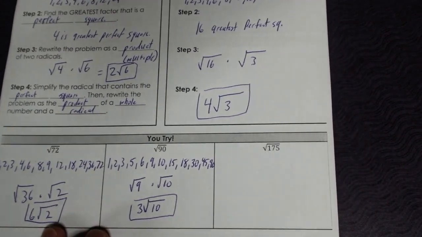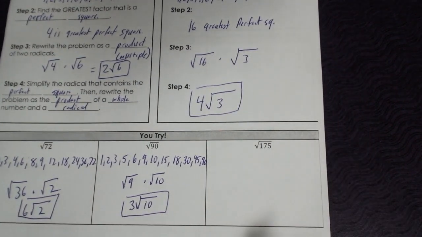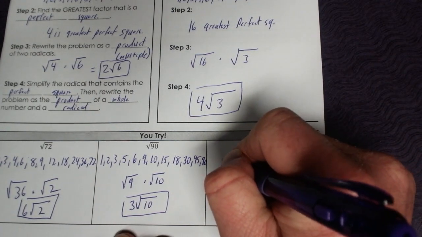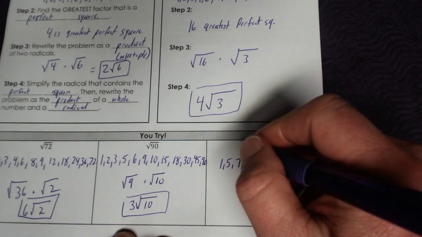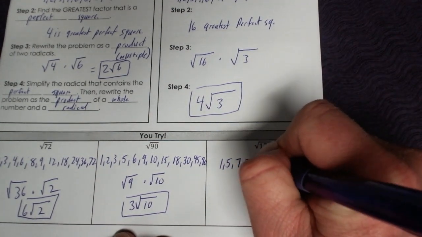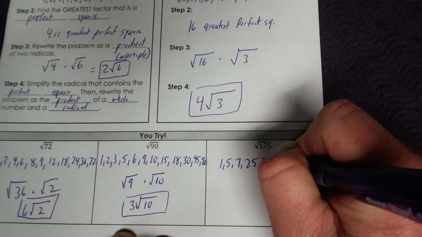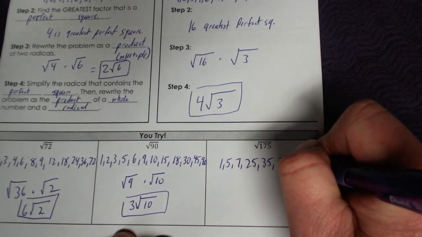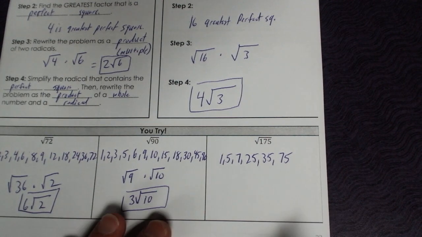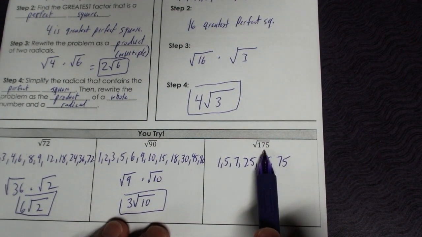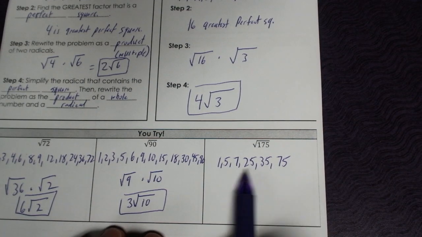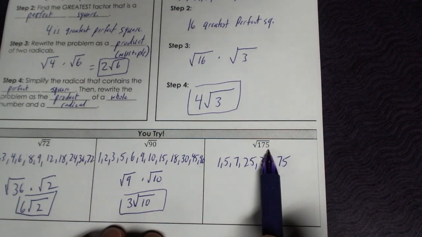One more. Well, the 175. That's a large number. But the good thing is it doesn't have a lot of factors. So let's list them real quick. 5, 7, 25, 35, 75. And don't forget, let me just review real quick. What are factors? These numbers will divide into 175 evenly. Okay, so that's the numbers we have that are factors for 175.